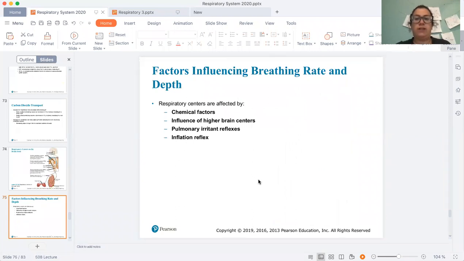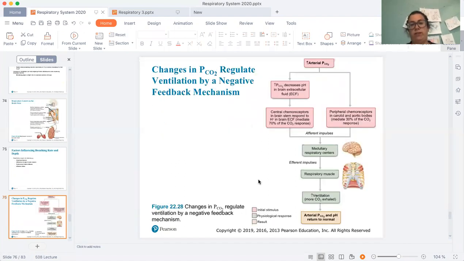Okay, so factors that influence breathing rate and depth. We know about the higher brain centers. We know there are certain chemicals that can affect our breathing rate and depth. There are certain things that really irritate the pulmonary reflexes, and there's the inflation reflex. If we remember that partial pressure of CO2 is really responsible for ventilation, we have to understand there's actually a negative feedback loop for homeostasis.